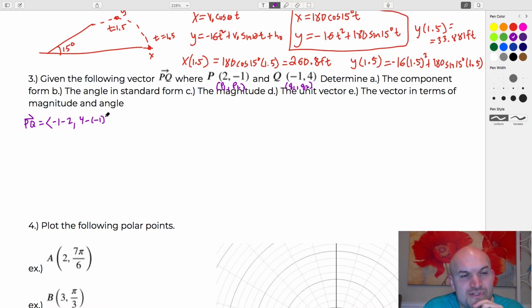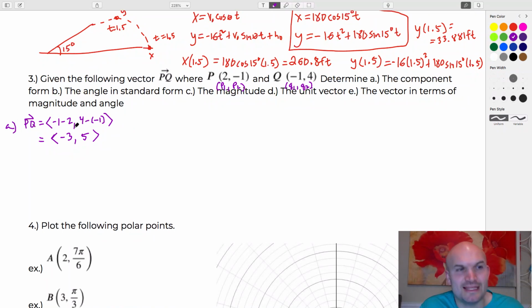I looked at a lot of students' work, and I noticed that a lot of students did not use their parentheses, and they made their mistake right there. Once you make your mistake there, obviously you're going to get everything else wrong, right? So it's very important to be careful with that. Negative 1 minus 2 is negative 3, and 4 minus negative 1 is 5. And again, you can just think of this as like the distance formula, instead of x1, y1, x2, y2, and so forth.